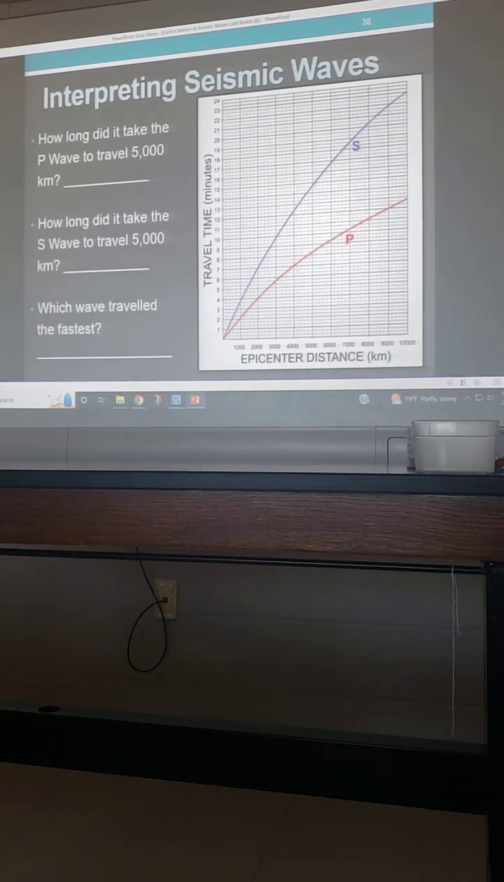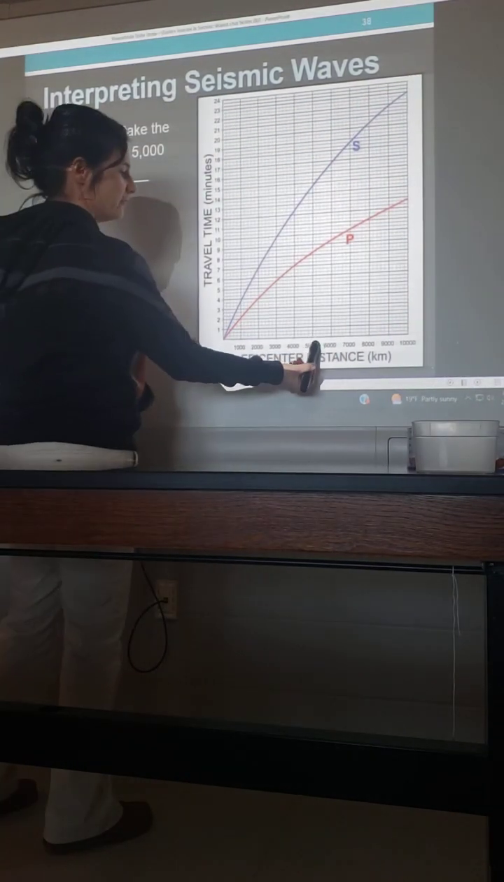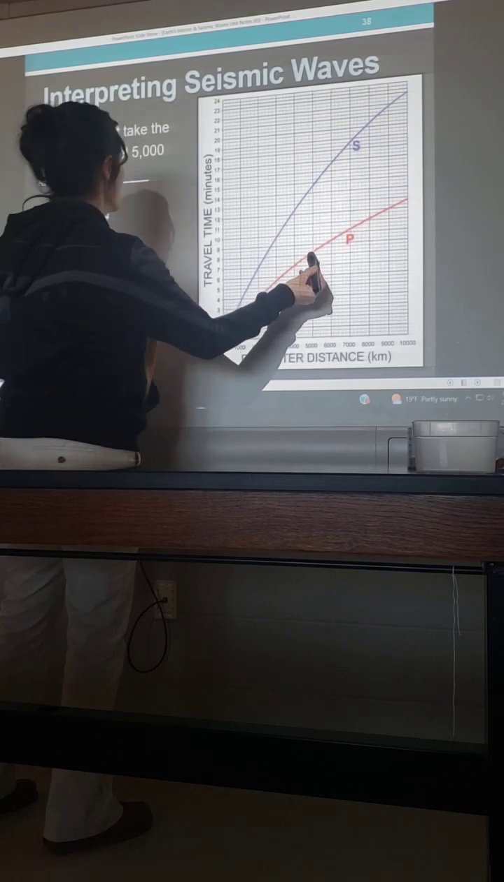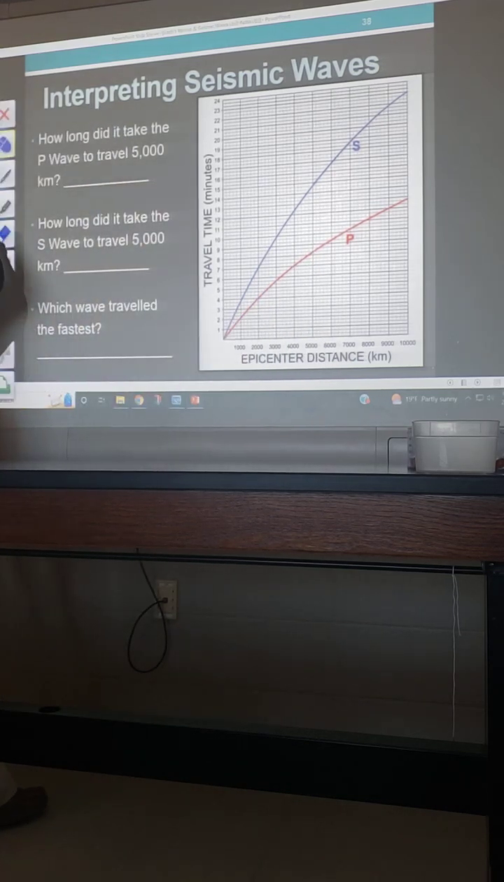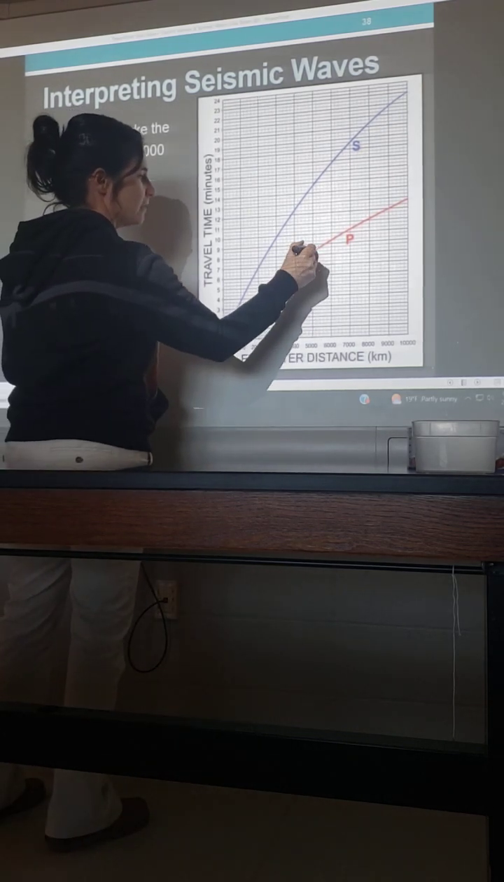No, it's one above it. It's not? Yeah, look. What do you have, Audrina? It's different. Okay, so again, you find the 5,000, go up to the line that it's telling you. Make sure if it's saying the S wave, go to the S wave line. If it wants the P wave, make sure you go to the P wave.